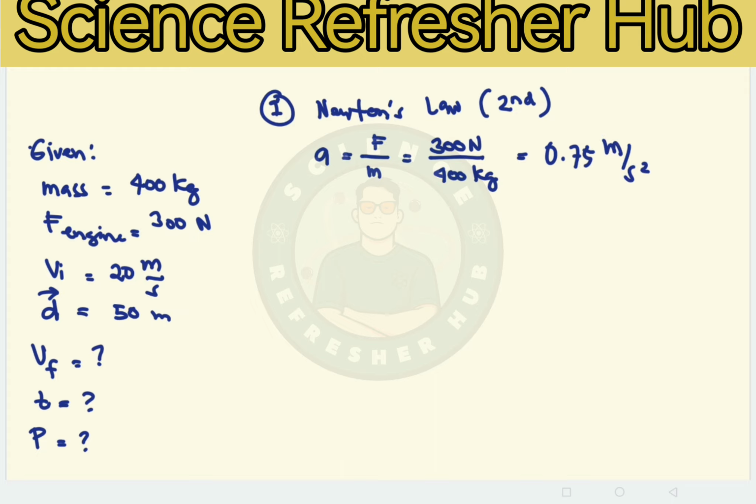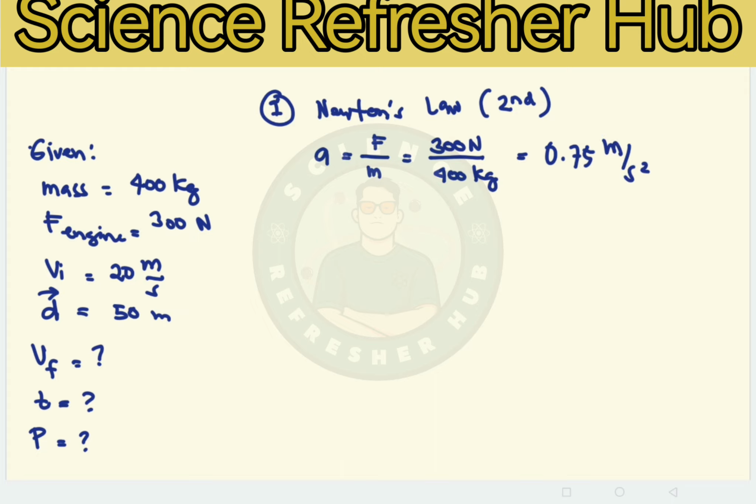And we don't have the final velocity, but we have the initial velocity in our problem. It's 20 meters per second. Don't forget to square it. 2 times our acceleration, we just calculated it, it's 0.75 meters per second squared, and then times our displacement provided in the problem, 50 meters.